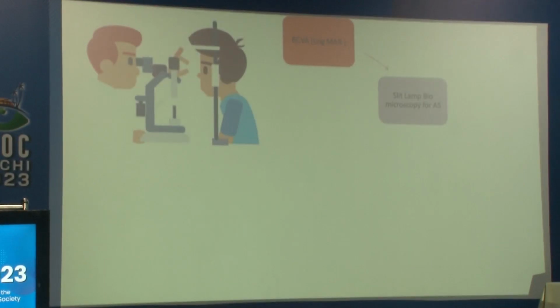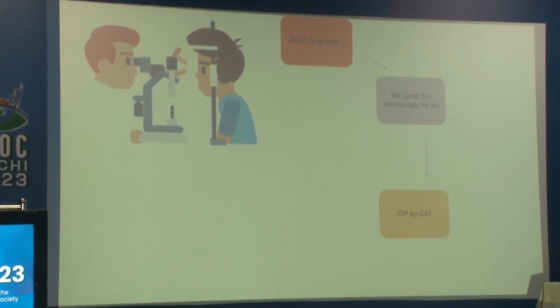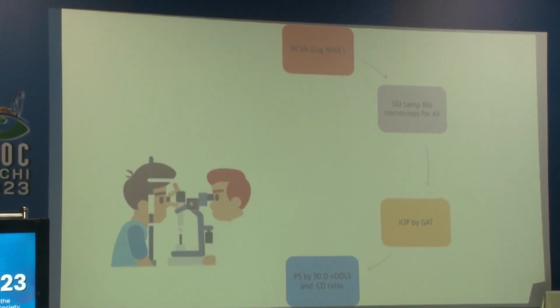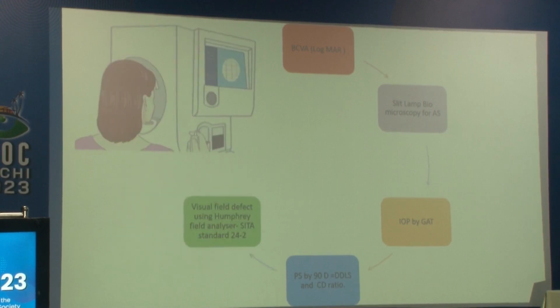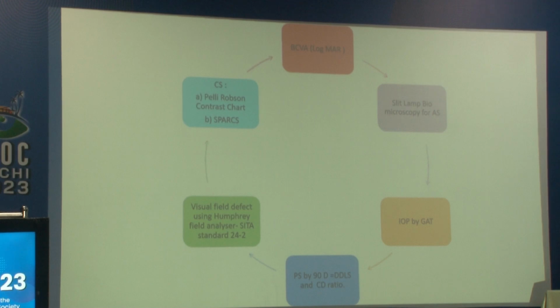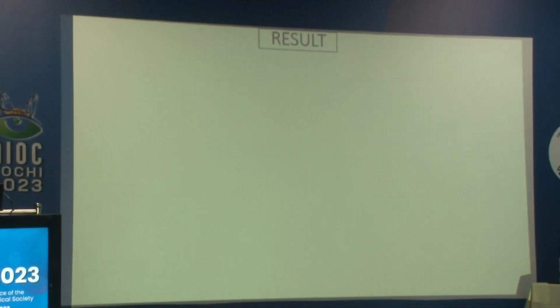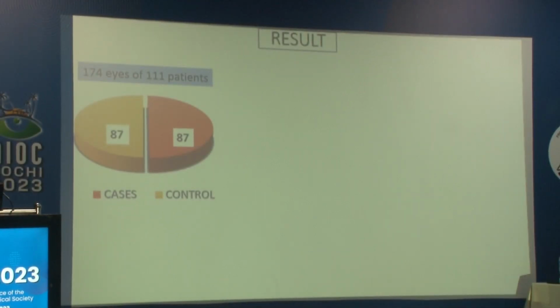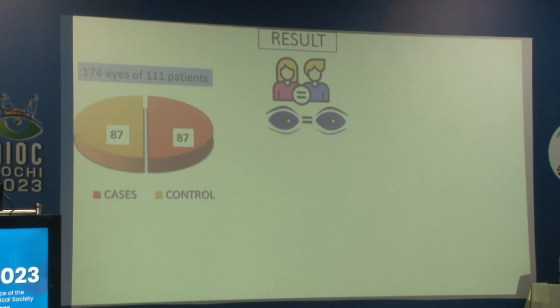Patients were assessed for BCVA, slit lamp examination for anterior segment, intraocular pressure examination, posterior segment, visual field defect by Humphrey Field Analyzer, and contrast sensitivity by Pelli-Robson and Sparks. 174 eyes of 111 patient were analyzed, consisting of 87 in cases and control, equal distribution in gender and laterality, none of which affect the Sparks score.